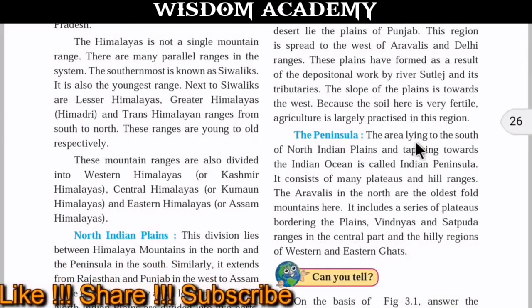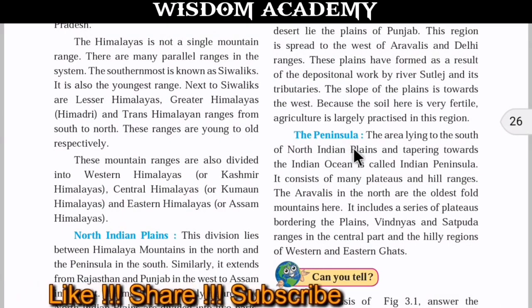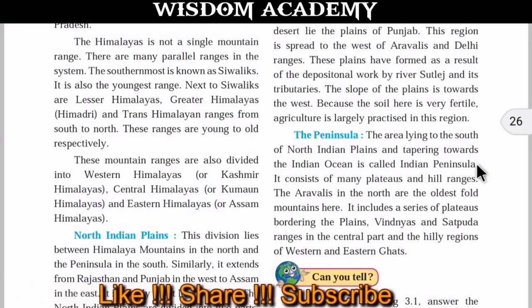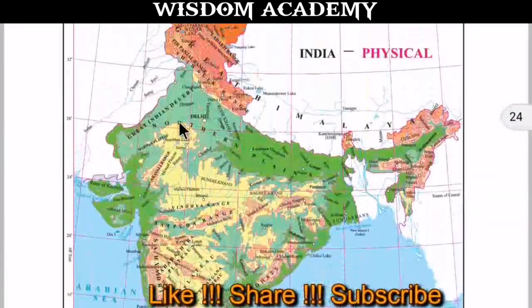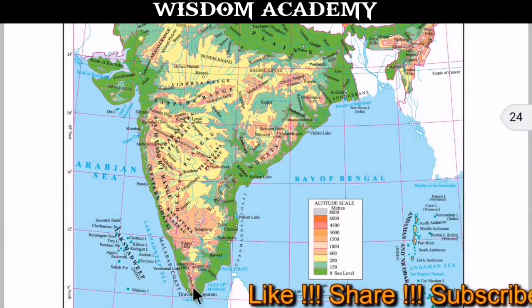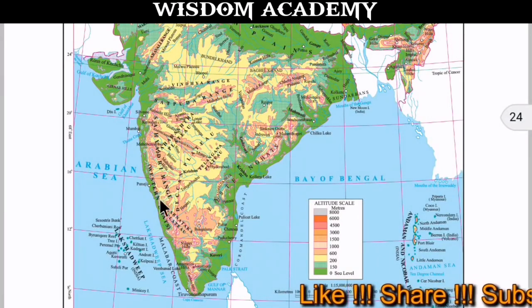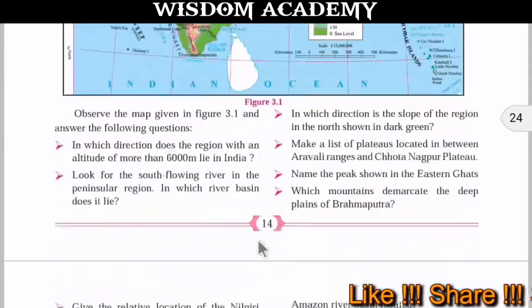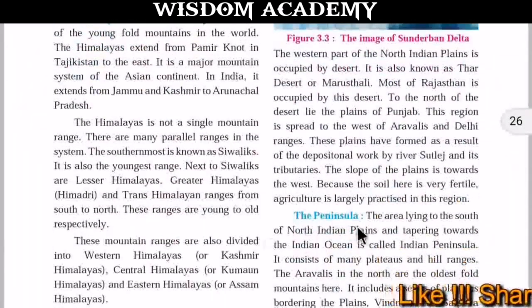Next is peninsula. The area lying to the south of North Indian plains and tapering towards the Indian Ocean is called Indian Peninsula. If you see the peninsula region, it is tapering towards the south. Here is a broad area and here it tapers, forming a pointed part. It is tapering towards the Indian Ocean, so it is called peninsula. It is also called peninsula plateau.